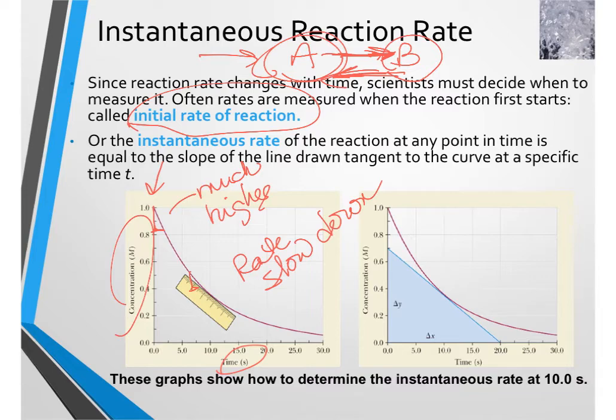Let's say we were interested in the rate of reaction at 10 seconds specifically. You would make a point on your curve at 10 seconds, and then draw a tangent line. That's a line that's just touching that curve at one point. And then measure the slope of your tangent line, and that would be the rate of reaction at that particular point in time.